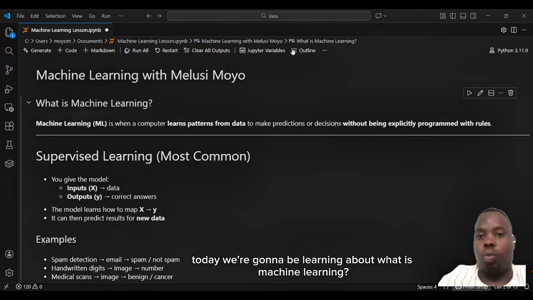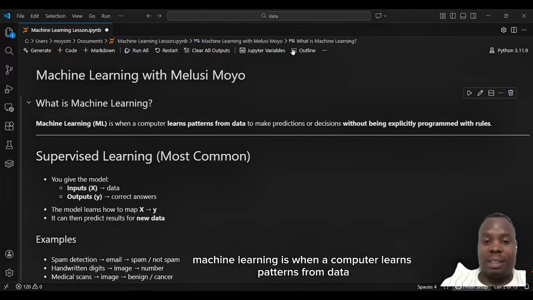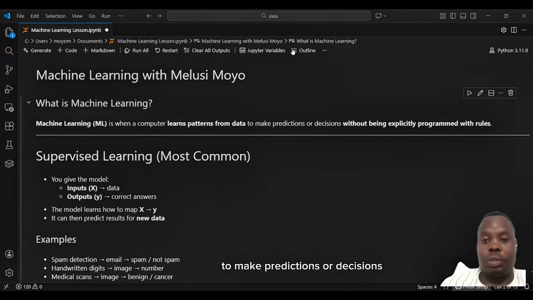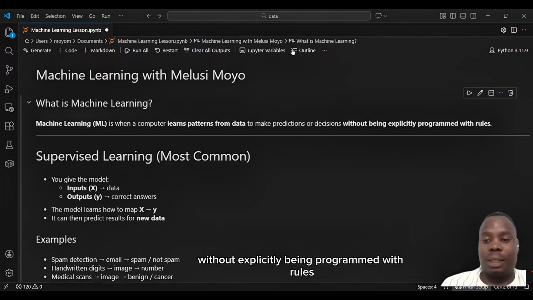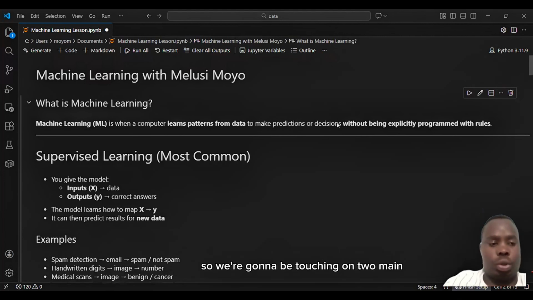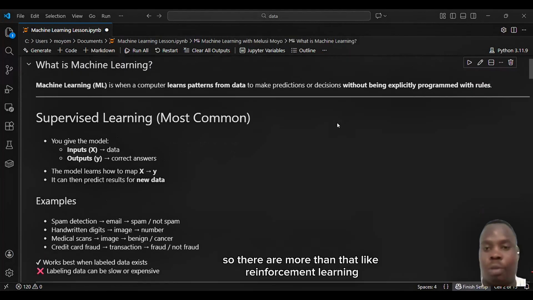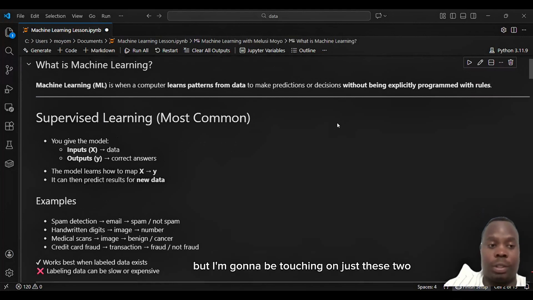Today, we're going to be learning about what is machine learning. Machine learning is when a computer learns patterns from data to make predictions or decisions without explicitly being programmed with rules. So, we're going to be touching on two main different types of machine learning. There are more than that, like reinforcement learning, but I'm going to be touching on just these two.